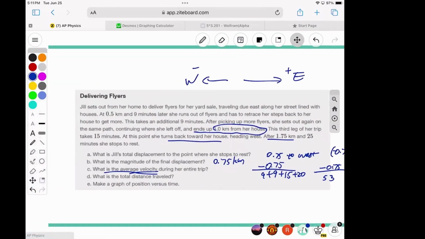Now, what is the total distance traveled? What would you do? Well, I traveled 0.5 first, another 0.5, even though it's backwards, but I don't care. Distance just cares about my raw magnitude. And then I traveled 1 kilometer, and then I traveled another 1.75 kilometers. So altogether, that's going to be 3.75 kilometers.